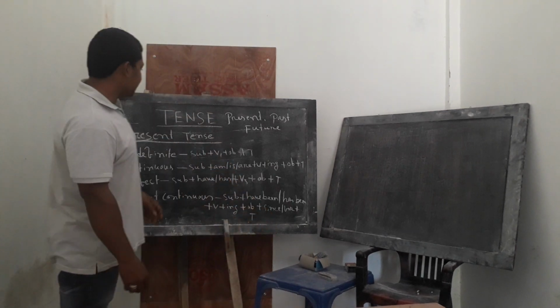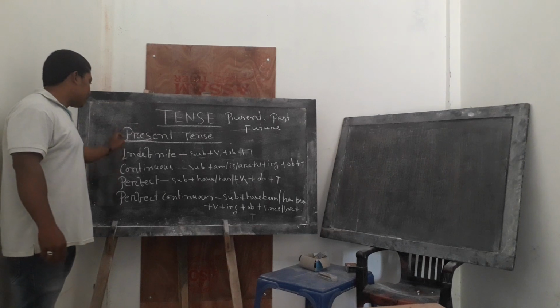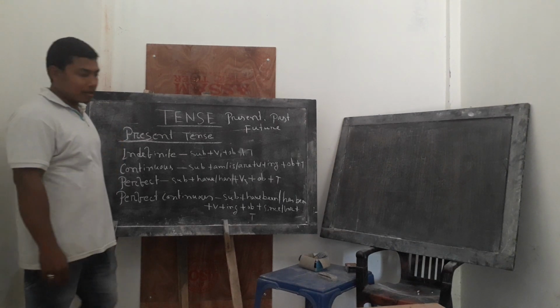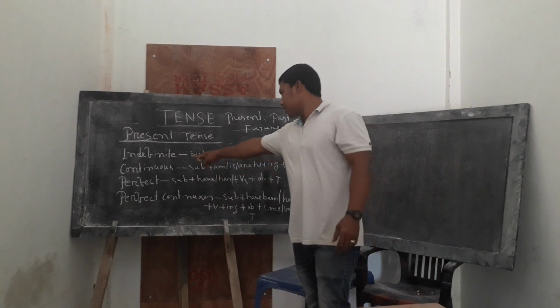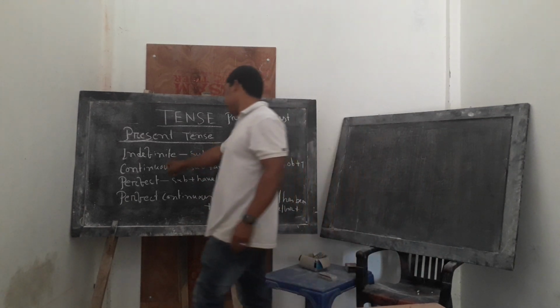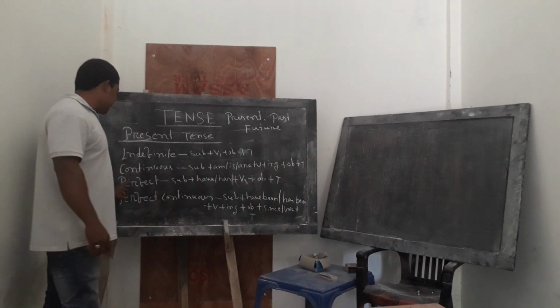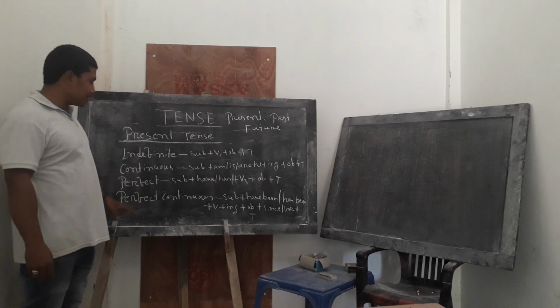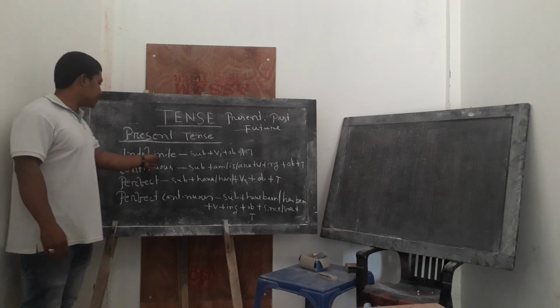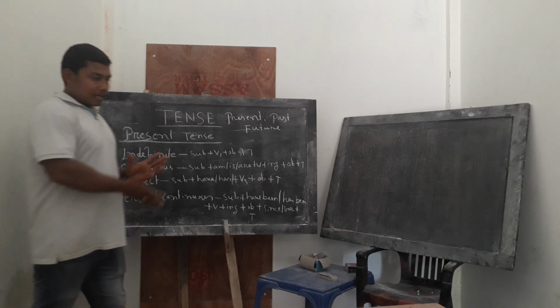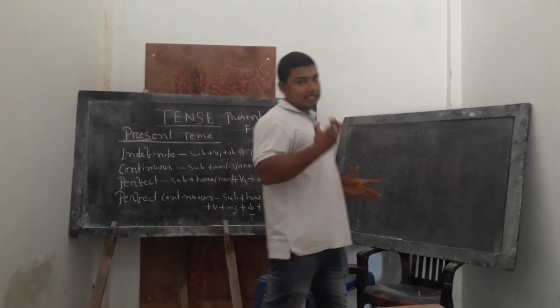Now I am going to discuss in detail the parts of present tense. We get that there are mainly four parts of present tense: present indefinite, present continuous, present perfect, and present perfect continuous. First of all, I would like to discuss the present indefinite tense, and start with its condition.